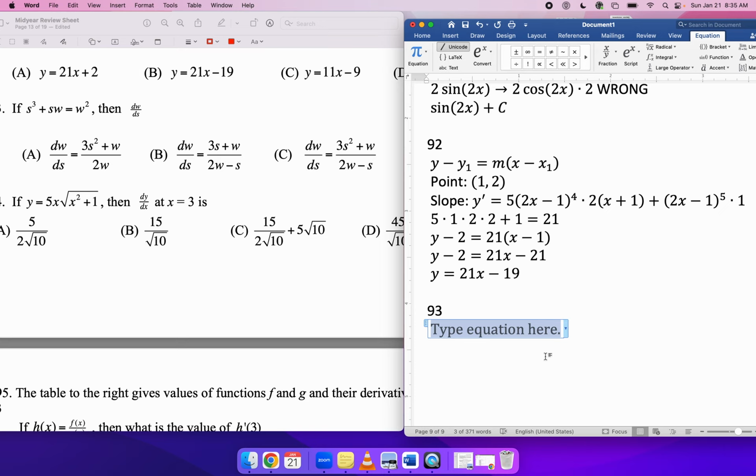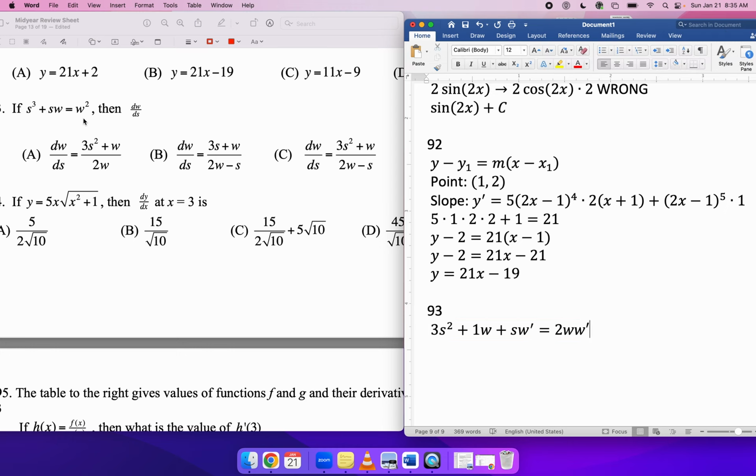So derivative of s cubed, that's just 3s squared, because s is a variable. Plus, for this guy, the sw, I need the product rule. So differentiate the first term. Derivative of s is just 1 times w left alone. Plus, leave the s alone. Derivative of w is a function, so that would be w prime. Equals, all right, derivative of the right-hand side. Since w is a function, w squared is a composition. You get 2w prime.